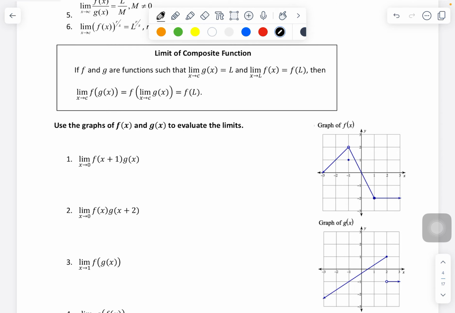Okay, and here's how a composite function would work. It's basically f of the limit. So we would not use this limit c value in f, if that kind of makes sense. I'll explain it more in the example.